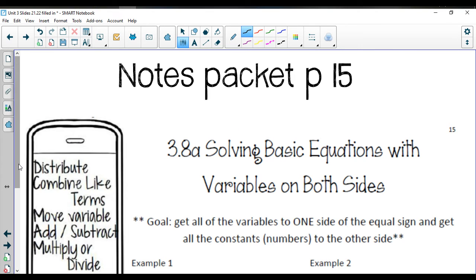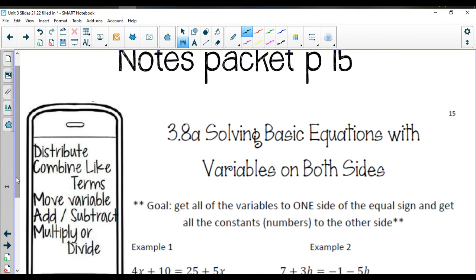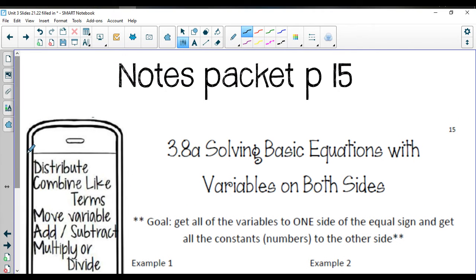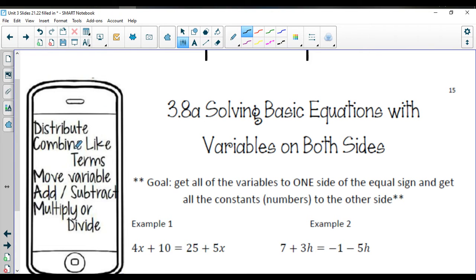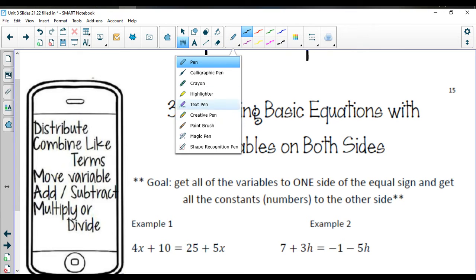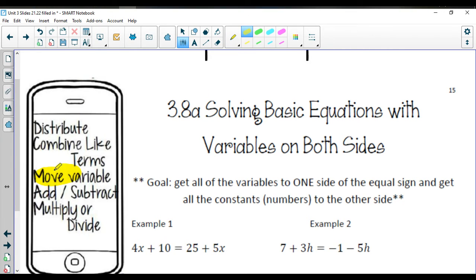The next lesson is 3.8. This is part A, solving basic equations with variables on both sides, and we're in your notes packet on page 15. Up at the top of page 15, you again see this little phone that kind of reminds you of the steps to actually solve your equations. And today we are finally going to use this whole move variable piece. And we're going to explain that now real quick.